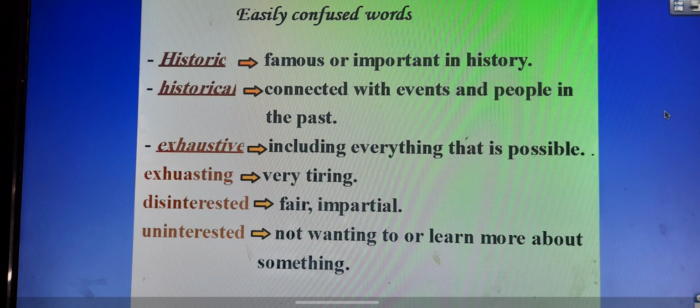Now let's deal with some easily confused words. Historic, famous or important in history. Historical, connected with events and people in the past. Exhaustive, including everything that is possible. Exhausting, very tiring. Disinterested, fair or impartial. Uninterested, not wanting to learn more about something.